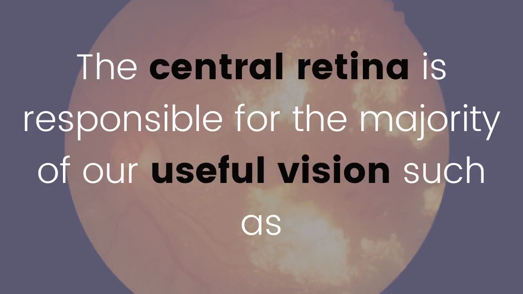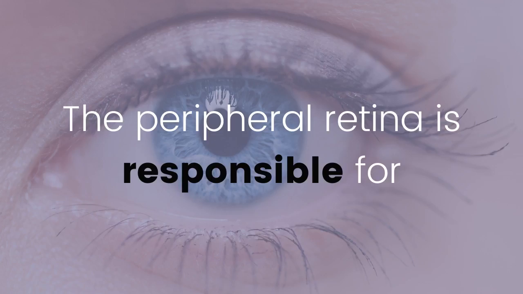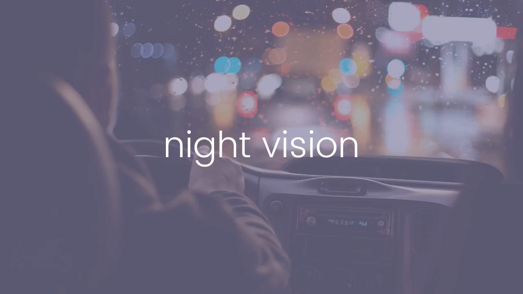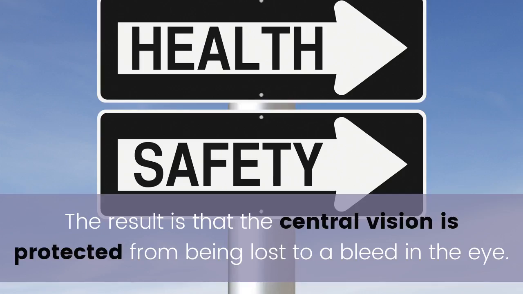The central retina is responsible for the majority of our useful vision, such as reading, recognizing faces, and color vision. The peripheral retina is responsible for night vision and eccentric viewing. Sacrificing the peripheral retina to laser burns outweighs the loss of this less useful vision. The result is that the central vision is protected from being lost to a bleed in the eye.